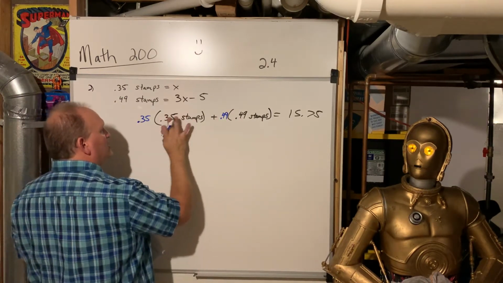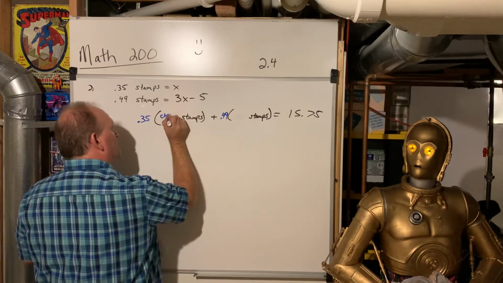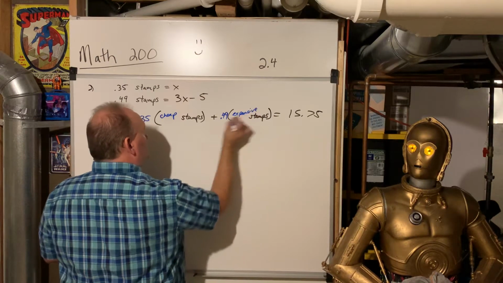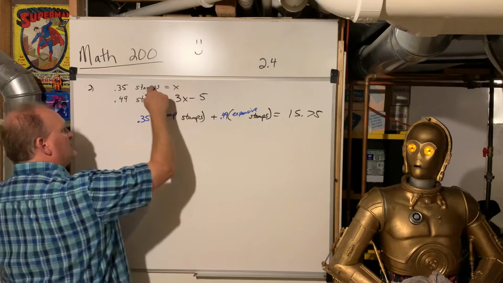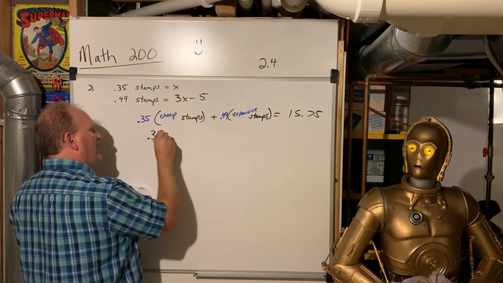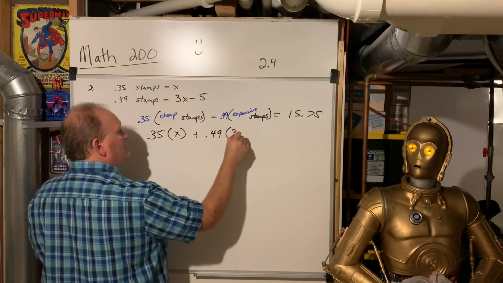So maybe I should have said cheap stamps and expensive stamps. That would have been better. Cheap and expensive. So that you didn't see the numbers twice. Okay? So now the cheap ones are the 35 centers. So look, that's 0.35 times x plus 0.49 times 3x minus 5.